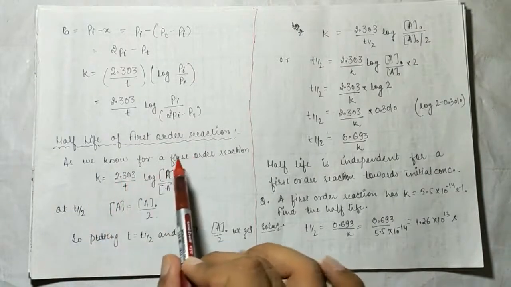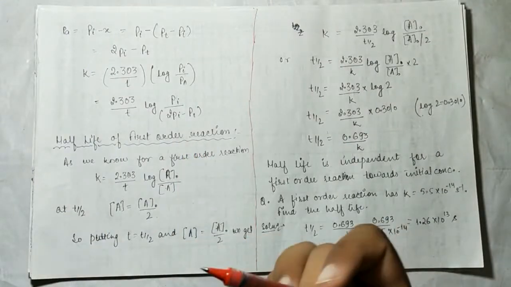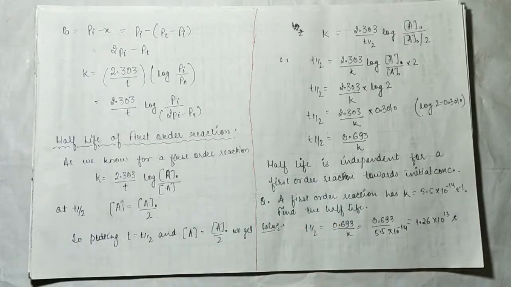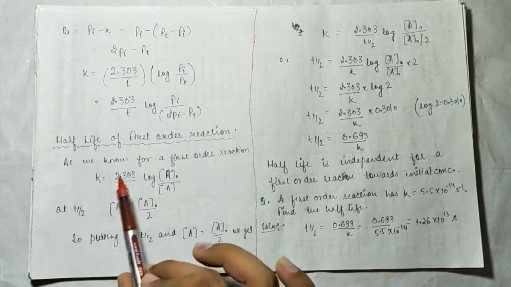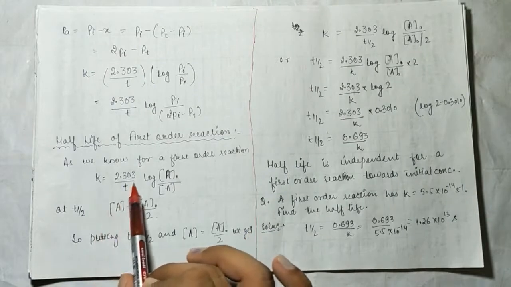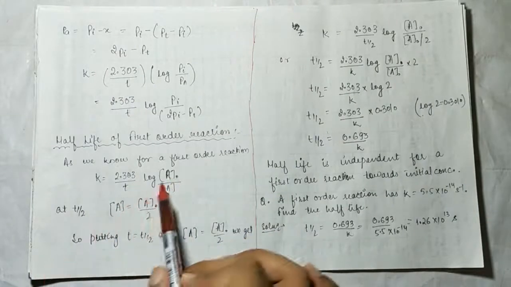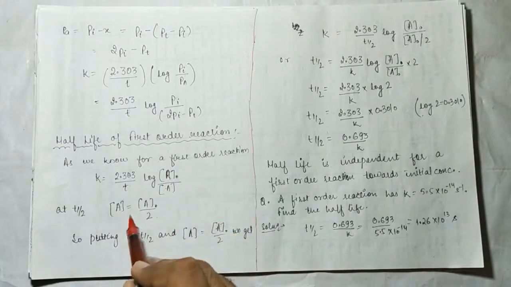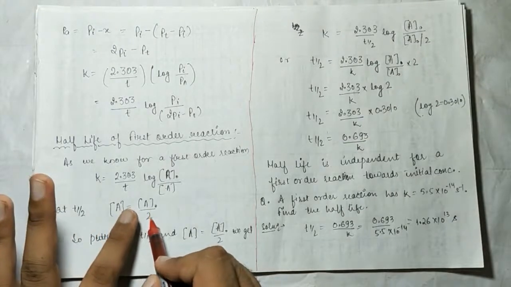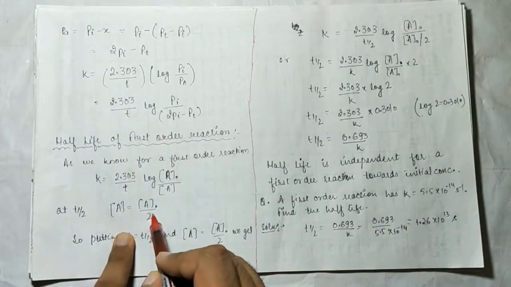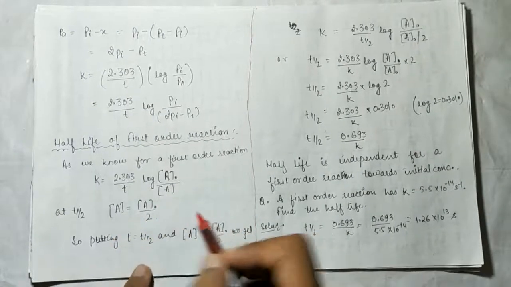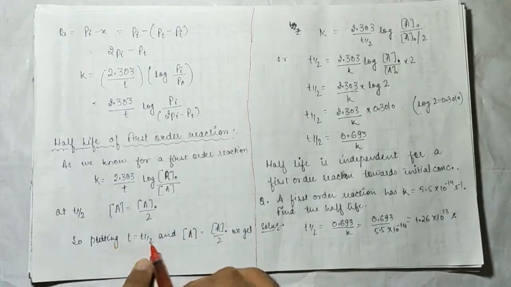Then comes the half life of first order reaction. Half life is the time in which the concentration of reactant becomes half, that means half of the reactant converts into product. As we know, for a first order reaction, k is equal to 2.303 by t log a naught upon a. At half time, the concentration of the reactant becomes a naught by 2, meaning half of the reactant is converted into product, so a becomes a naught by 2.